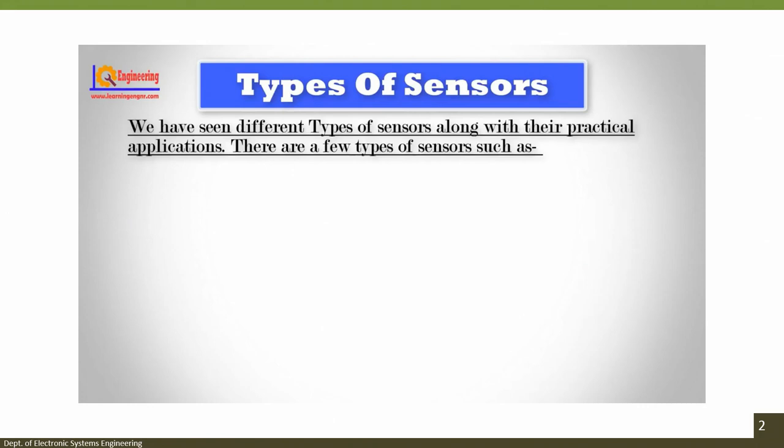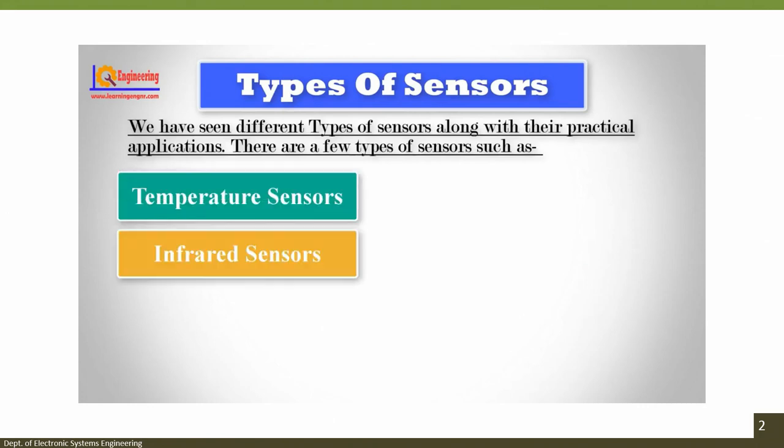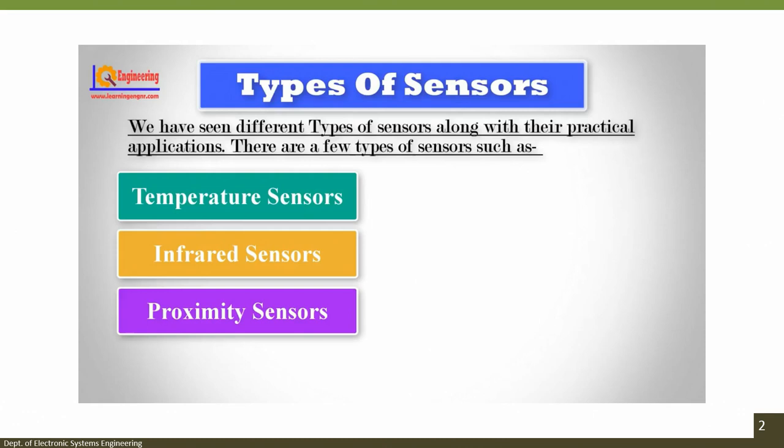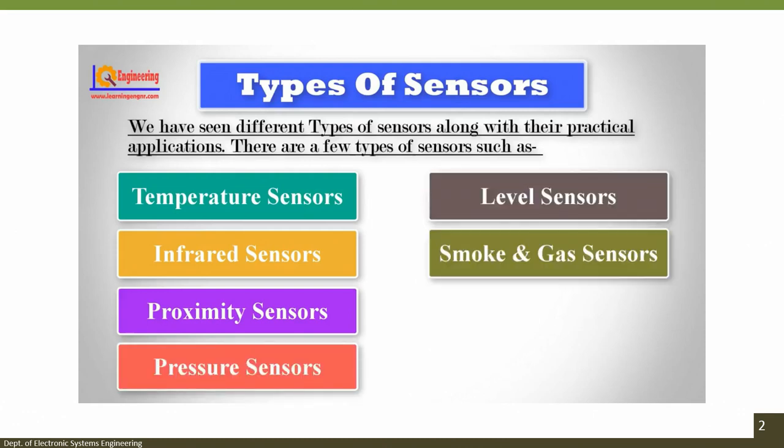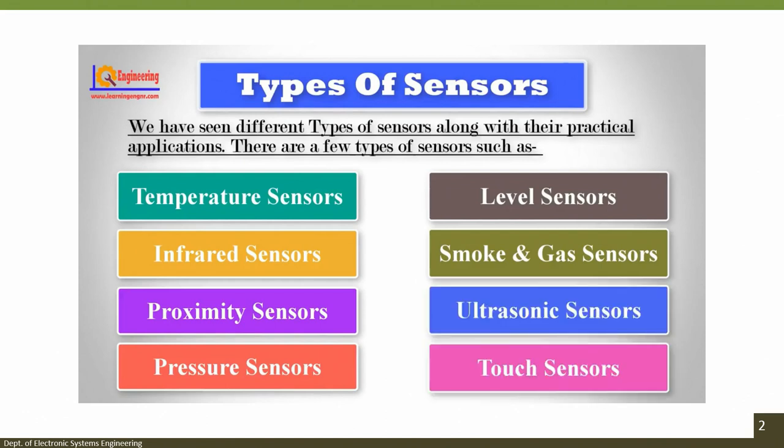There are a few types of sensors, such as temperature sensors, infrared sensors, proximity sensors, pressure sensors, level sensors, smoke and gas sensors, ultrasonic sensors, and touch sensors, that are commonly used in most electronics applications.